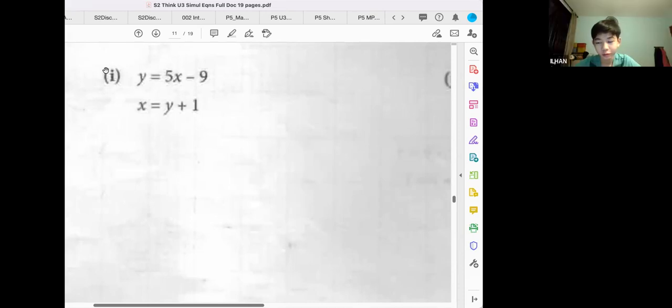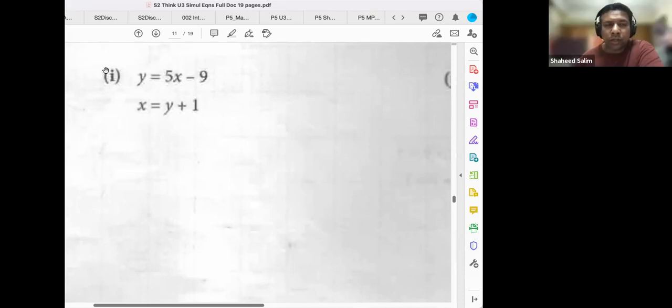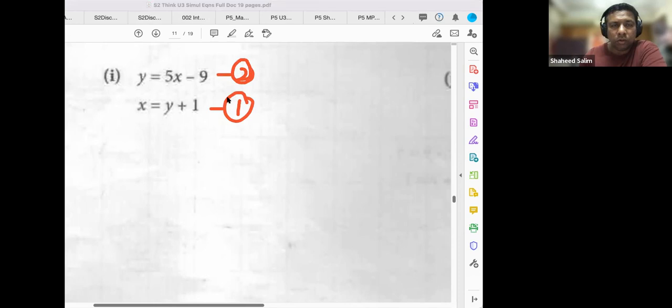I'm not sure how to do this. Okay, you can use the substitution method. So you can call this equation 1 if you want to. Call this equation 2. Then you can put this value inside here.